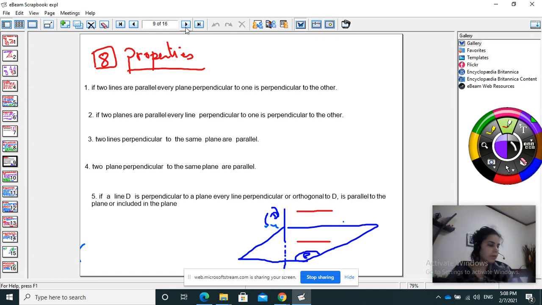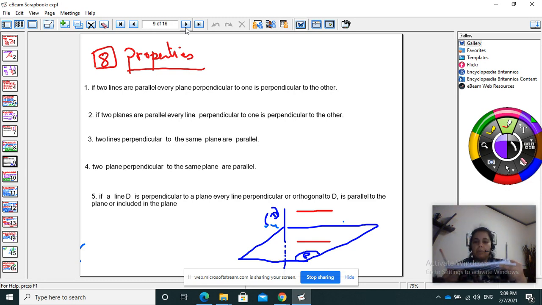And the last one is very important. If a line is perpendicular to a plane, we will use this too much. Any line orthogonal to this line, how could it be? It could be like this, or down, or orthogonal from down. So this line is parallel to the plane or included in the plane.